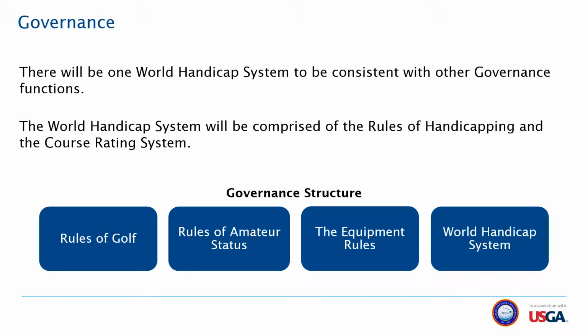And the course rating system is the same system we use in the United States and many other countries today. Under the WHS, it will be implemented around the world, so each golf course is rated the same way, and it's really the foundation of the World Handicap System, which allows handicaps to be truly universal and portable from course to course and country to country.